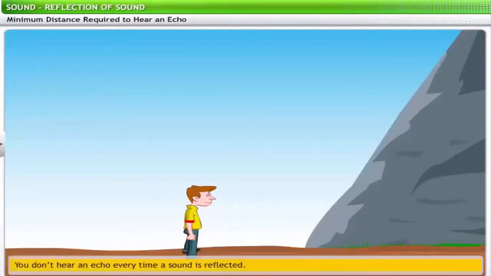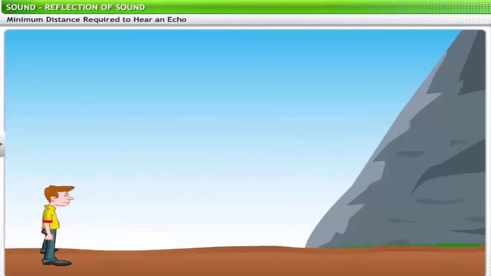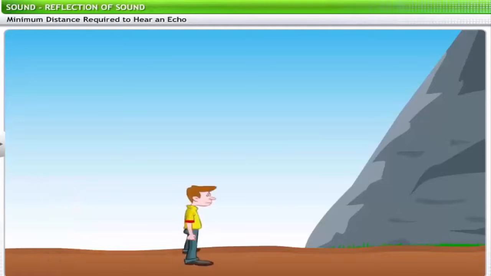You may be wondering why you don't hear an echo for reflection of every sound. To explain this, let's observe a scenario where a man standing in front of a cliff shouts, "Hello." Hello! Hello! Did you hear that? There was a clear echo. Now, let's see what happens if the man moves closer to the cliff and shouts, "Hello" again. Hello! In this case, there was no echo when the man shouted.